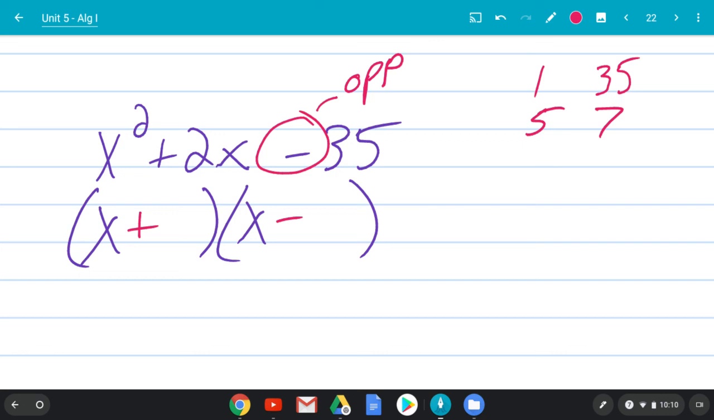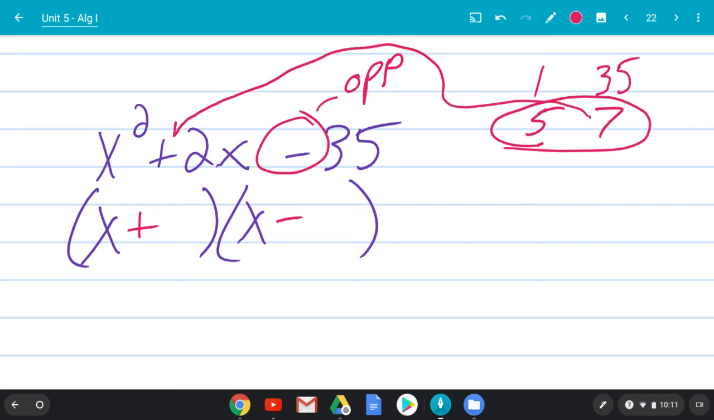Is that cool? All right, so now my signs are opposite, so I have to subtract. Can I subtract either of these and get a 2? 5 and 7, right? Now, which one goes where? It does matter. The larger number gets the sign from the middle. So 7's got to be positive, and the 5 is negative. What are my 2 solutions? Sweet. We getting it? All right.